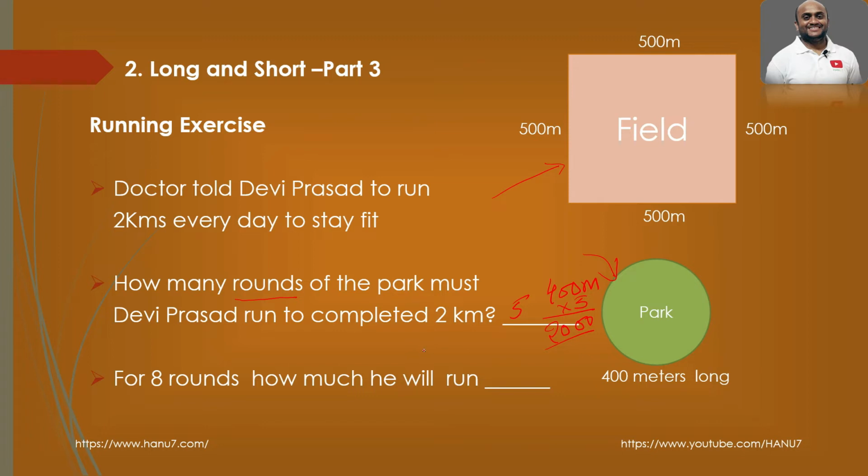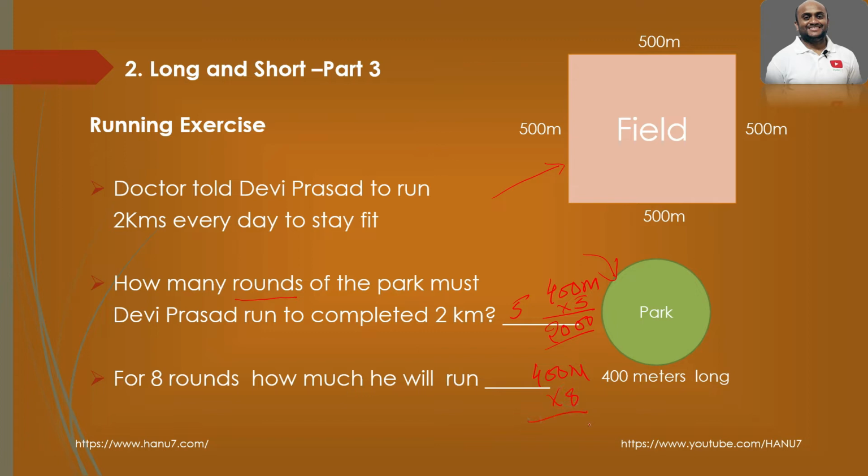So one day the weather was very good and there was a cool breeze. So Devi Prasad, instead of stopping at 5 rounds, made 8 rounds. Because he didn't get tired, he kept on going until he got tired. So how many kilometers might he have run in those 8 rounds? As you already know, the park is 400 meters long, so 400 into 8.